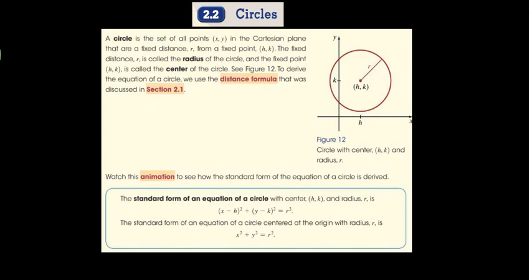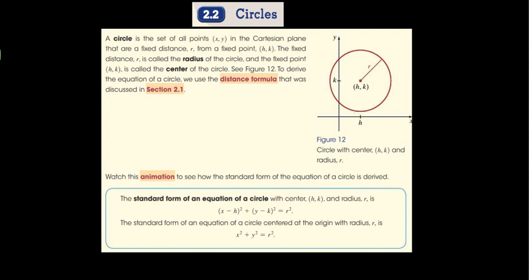Alright, so from the top, a circle is defined by the set of all points x, y in the Cartesian plane that are a fixed distance r from a fixed point h, k. If we unpack that entire sentence, a circle is a set of all points x, y, so basically just points, in a Cartesian plane that are a fixed distance r. In this particular case, this would be the fixed distance, this distance out, and all the points that are a fixed distance from there, so that would be our radius, right? From a fixed point h, k.